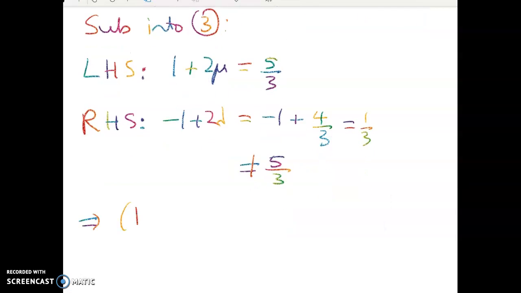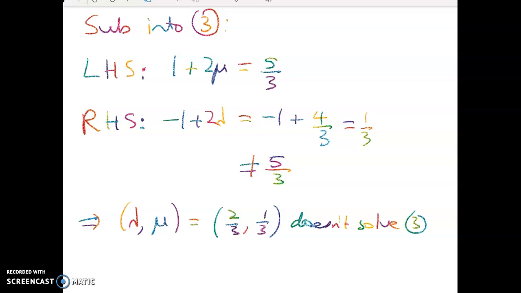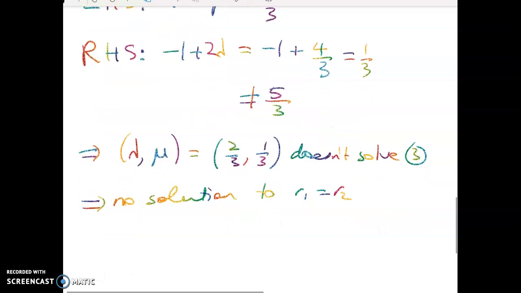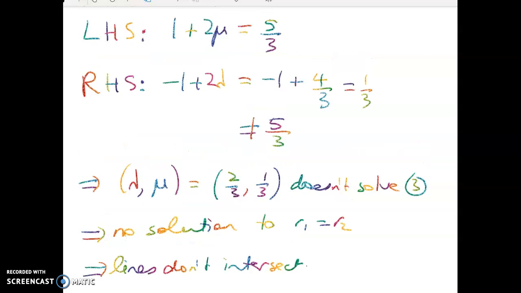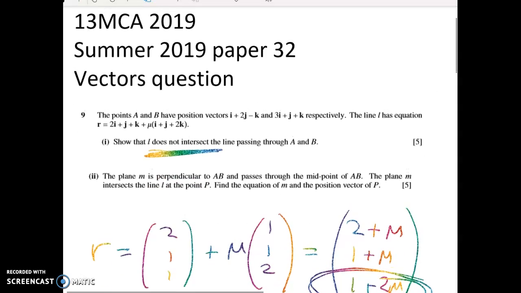Therefore, lambda, mu equals 2/3, 1/3 doesn't solve equation 3. Therefore, no solution to R1 equals R2. Therefore, lines don't intersect. Okay, so that's the first part of that problem solved. Let's see what we have to do next.